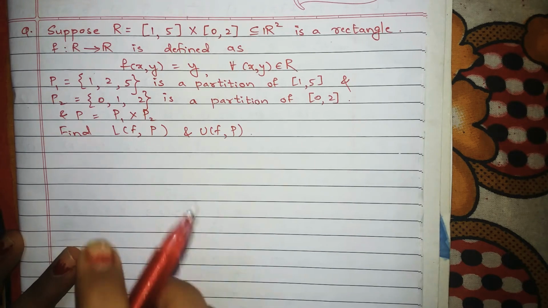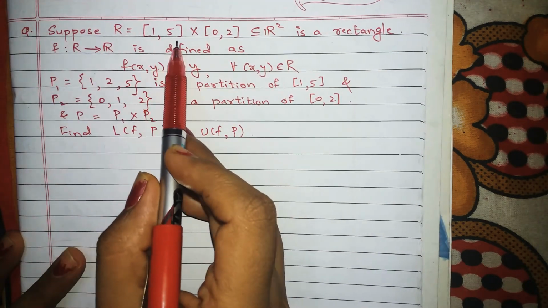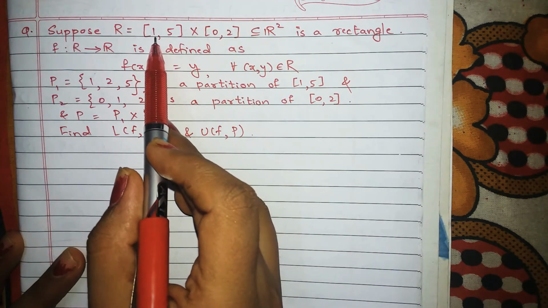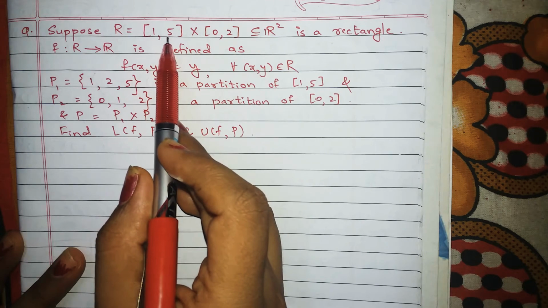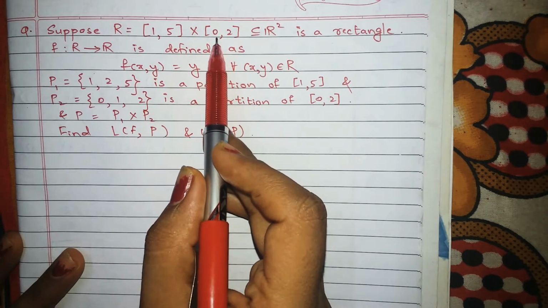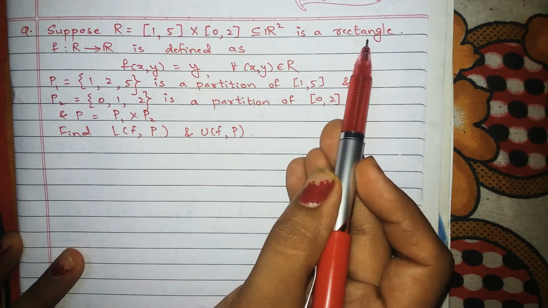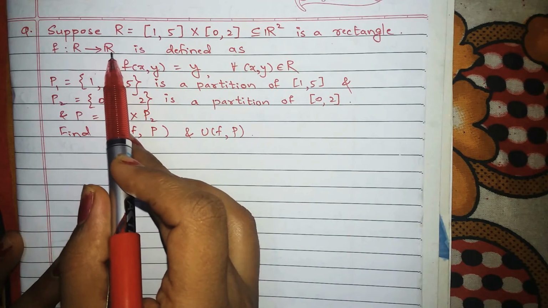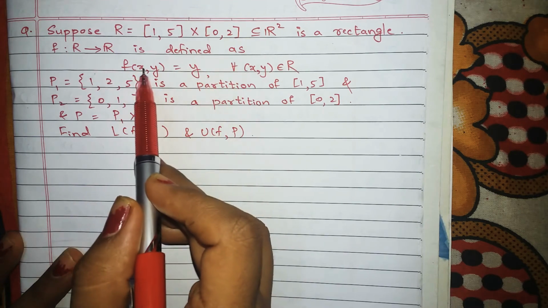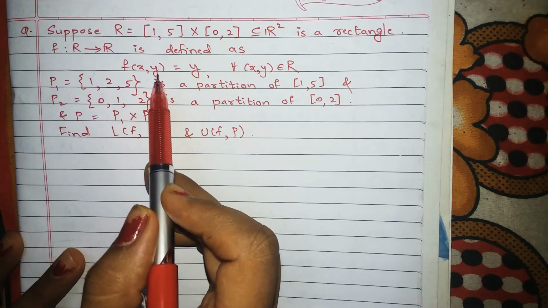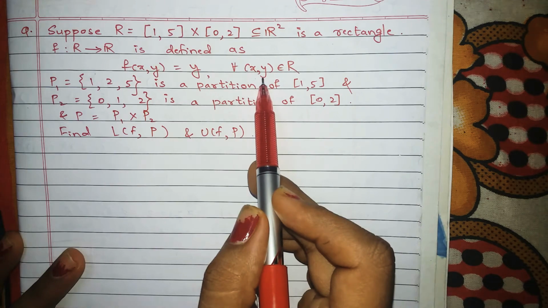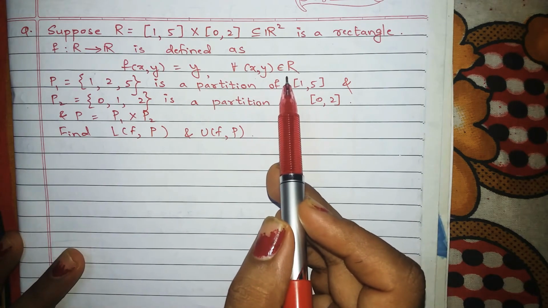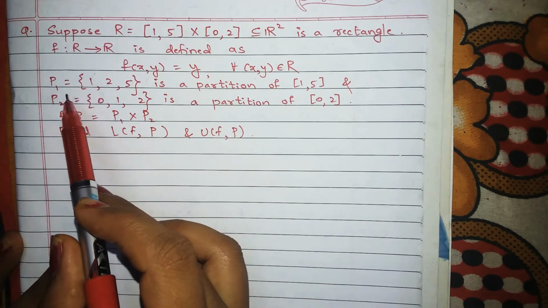Suppose R is a rectangular region which is closed interval [1, 5] cross closed interval [0, 2]. It is a rectangle. A function from rectangle to real numbers R is defined as f(x, y) = y for all (x, y) belongs to R, and partition is given.